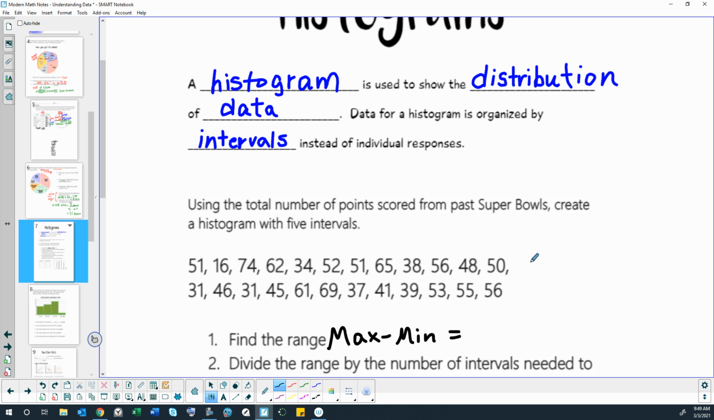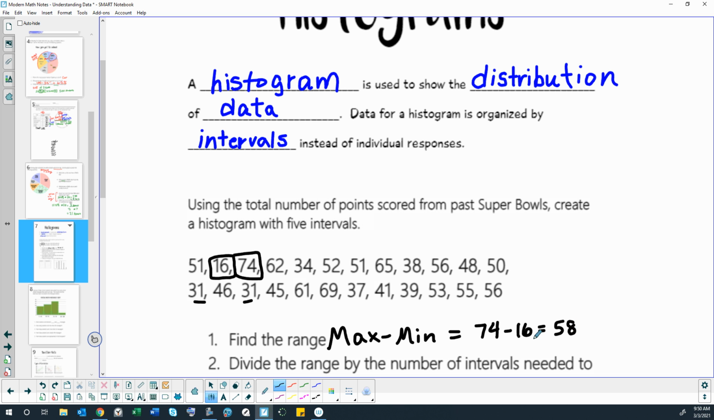So, what's the highest number of points in any of this data from these past Super Bowls? 74 is the biggest number, right? That's an important one to point out. So our biggest one is 74. What's our smallest number? Is there anything smaller than 31? Yeah, there's a 16 in there. That's smaller than 31. So let's subtract those and we get 58.